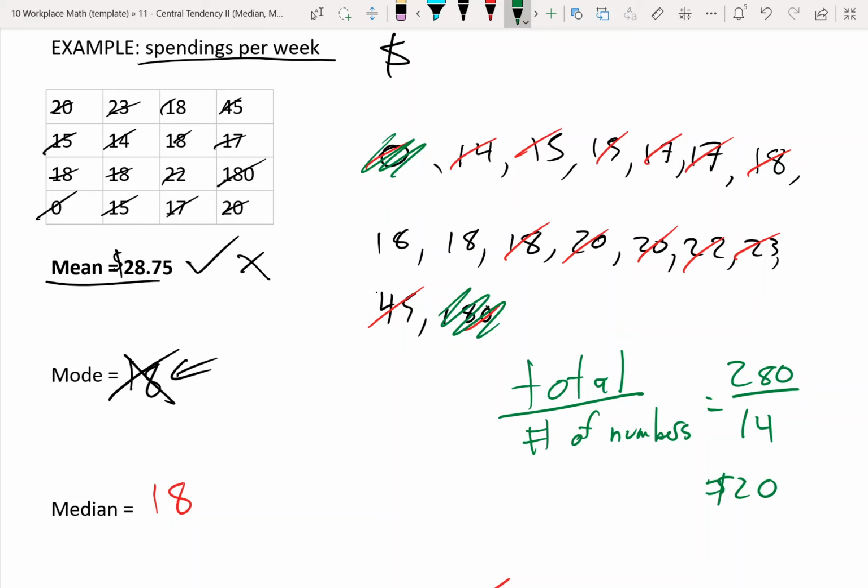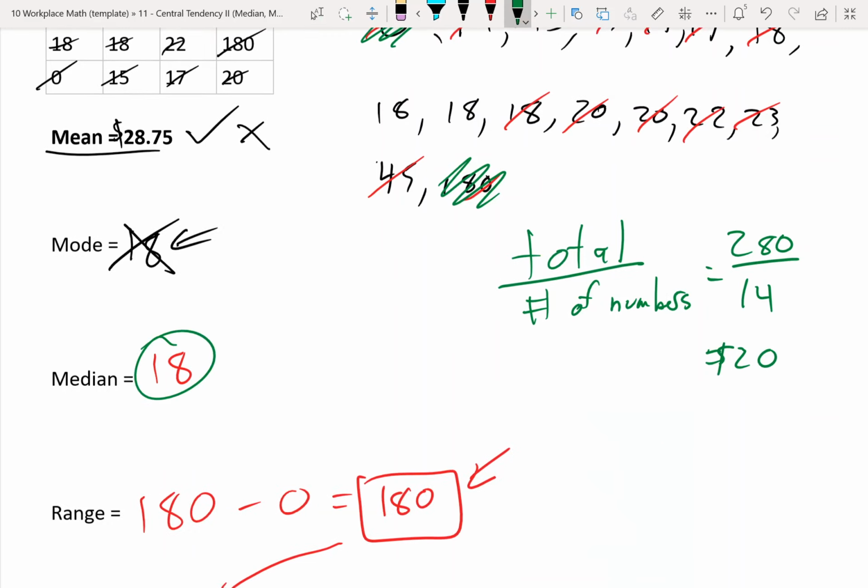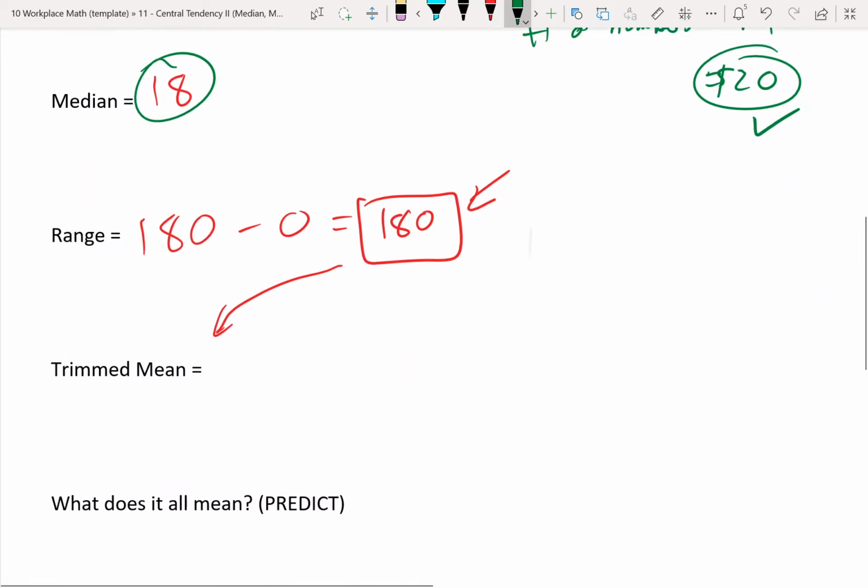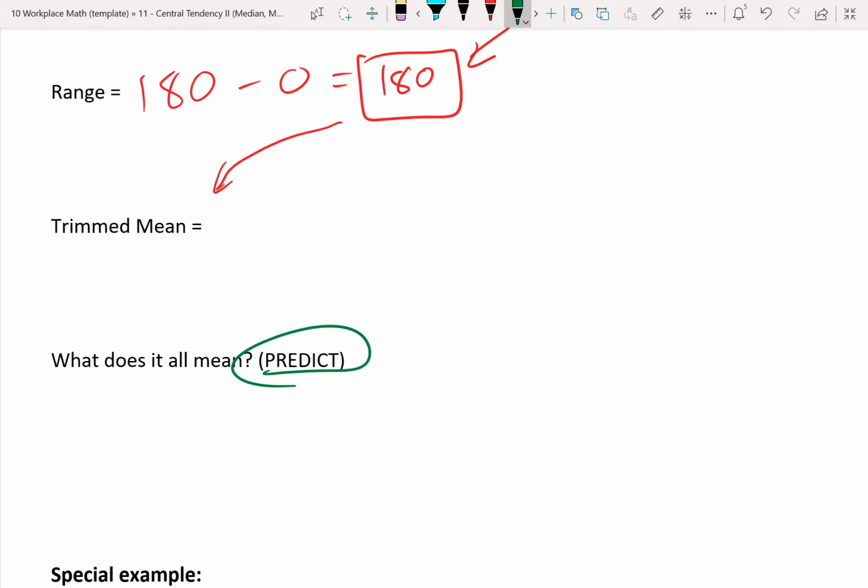Now, that trimmed mean was a lot closer to the median, which tells me that this is probably pretty reliable. Because the normal average was very far away from the others, that makes me think it wasn't reliable. So the whole point of doing all these calculations is so that, what does it mean? How can we make a prediction?